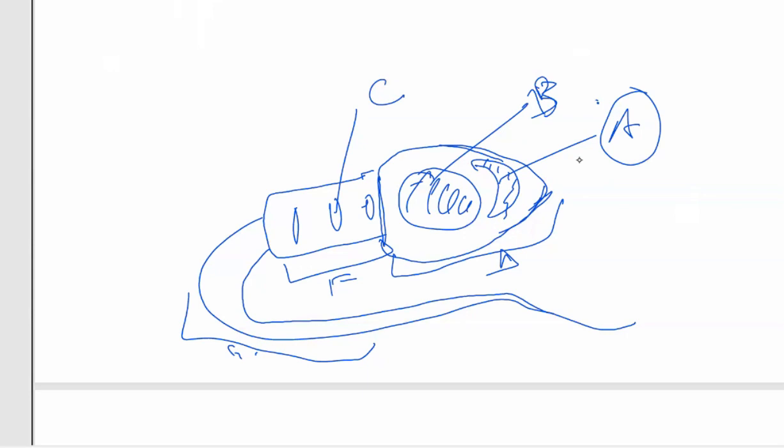You are messing them up. Zintle, what is B? B is nucleus. And A? A is acrosome. No. A is the acrosome, B is the nucleus.